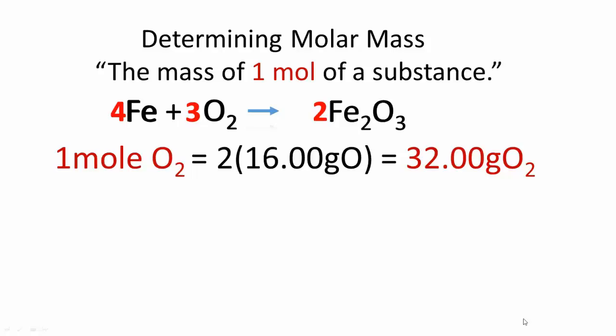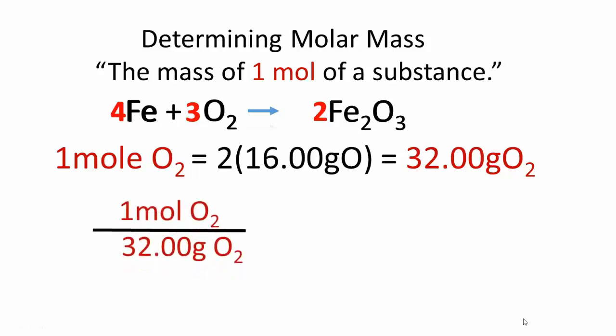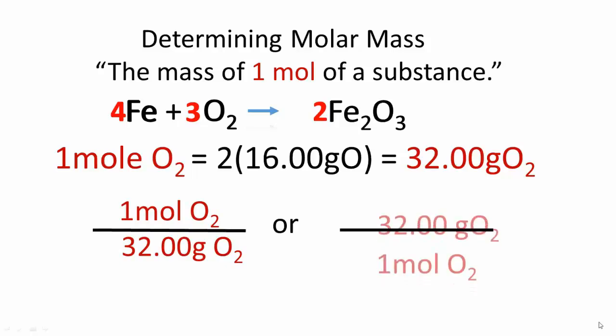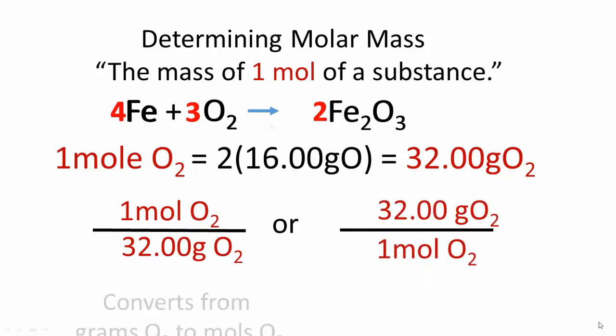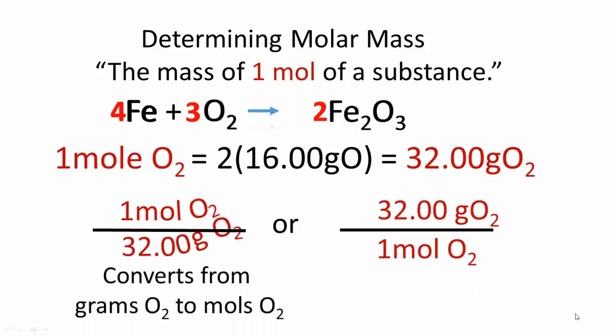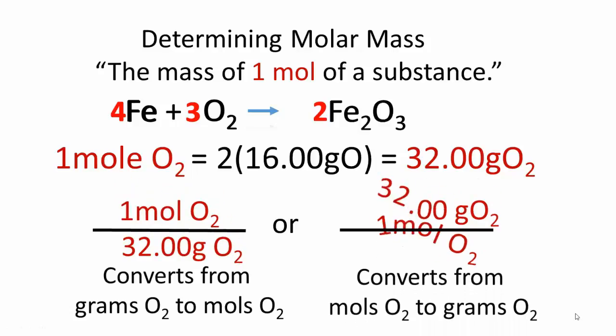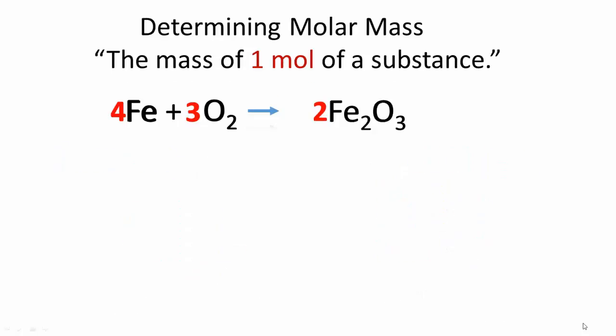So that gives us a couple of conversion factors: 1 mole of oxygen for every 32 grams of oxygen, or 32 grams of oxygen per mole of oxygen. We would use the first ratio to convert from grams of O2 to moles of O2, and we would use the second ratio to convert from moles of O2 to grams of O2.